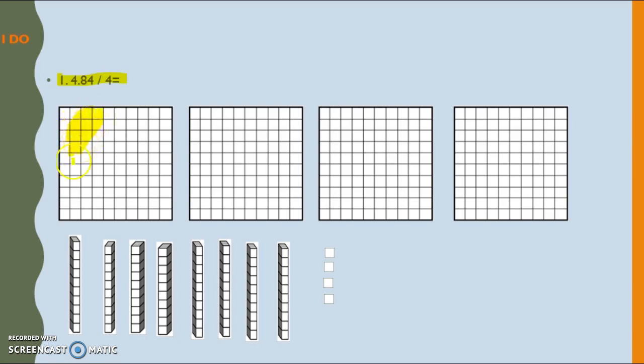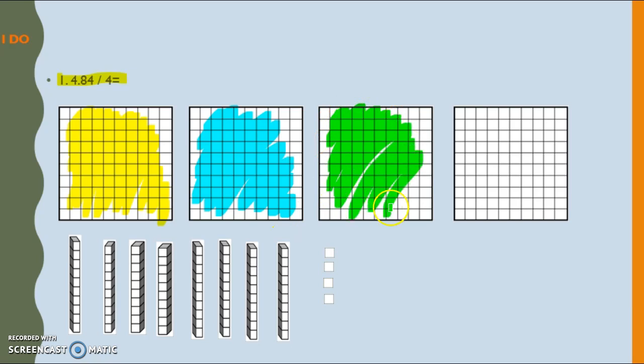We will color code this. Our first group will be yellow. The second group will be blue. Our third group will be green. And our fourth group, purple.